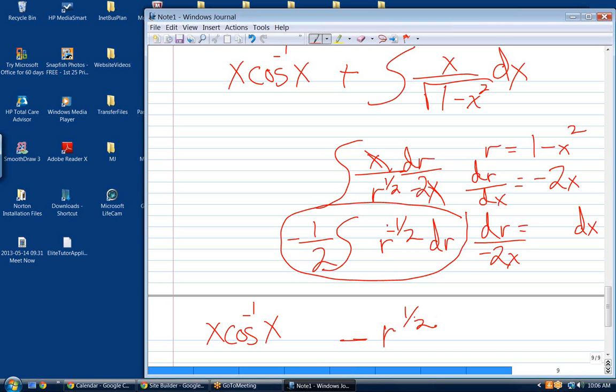And now when we go back and substitute this for r, we get negative the square root of 1 minus x squared to the 1/2. No, r was equal to 1 minus x squared, not the square root of it. So it's 1 minus x squared to the 1/2. And that's our answer.